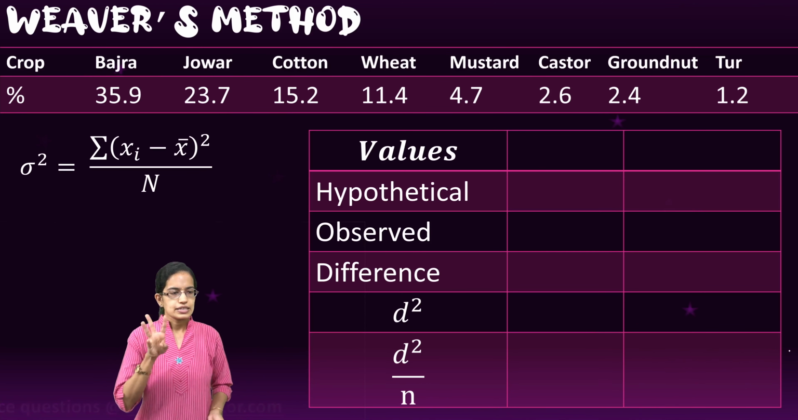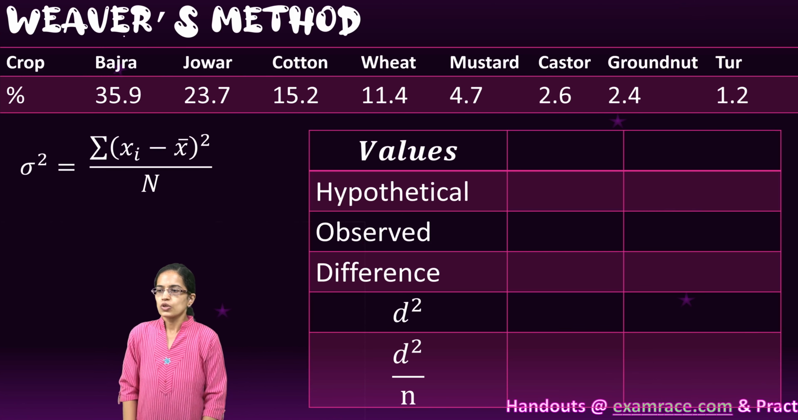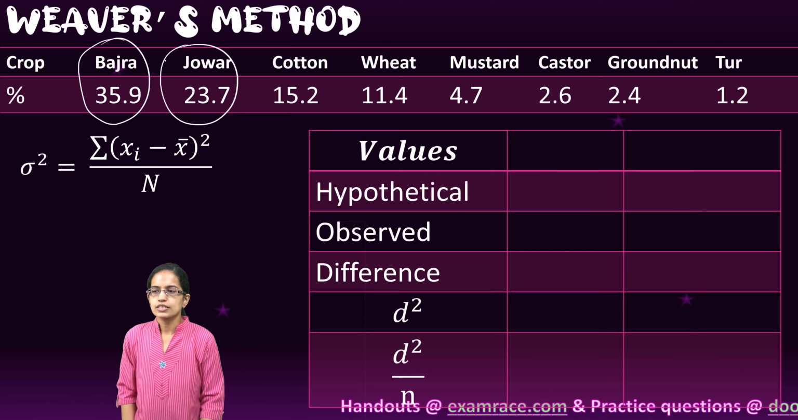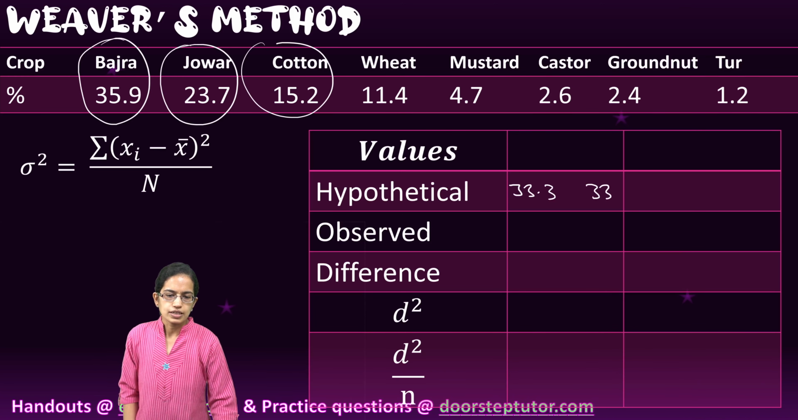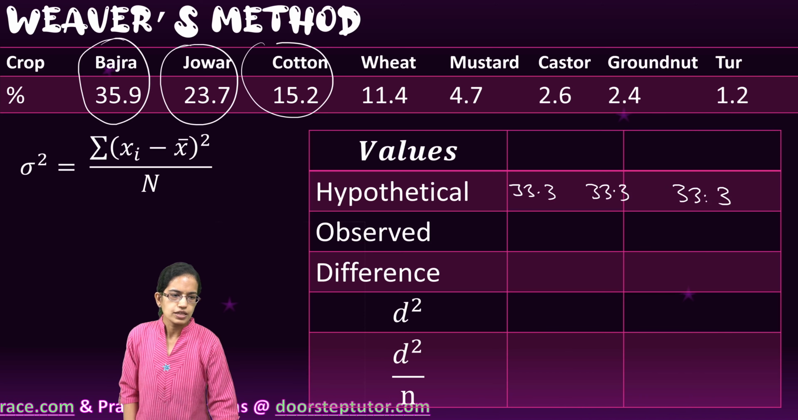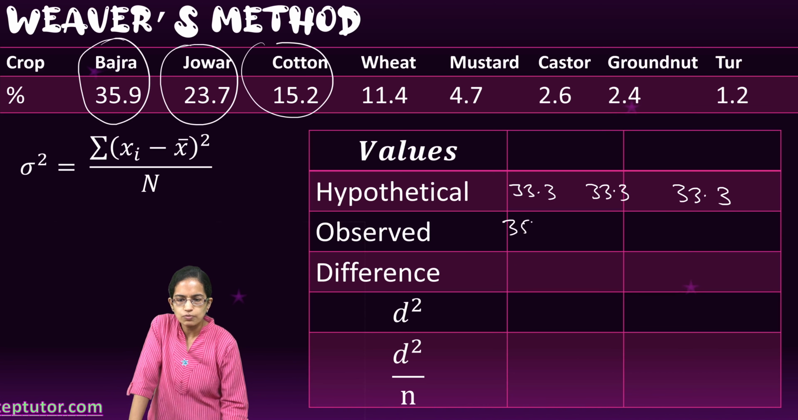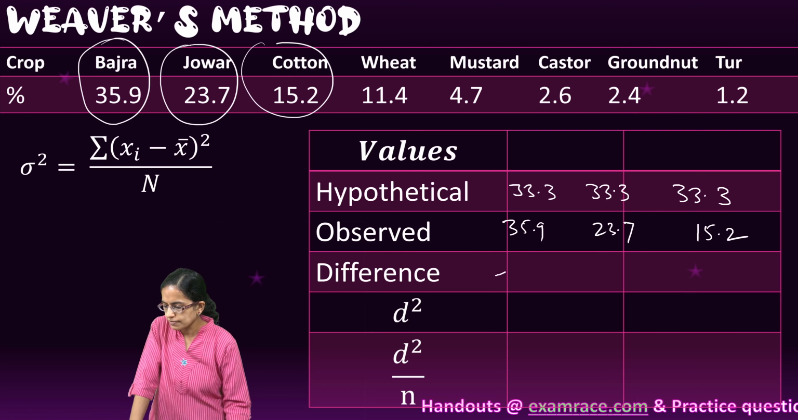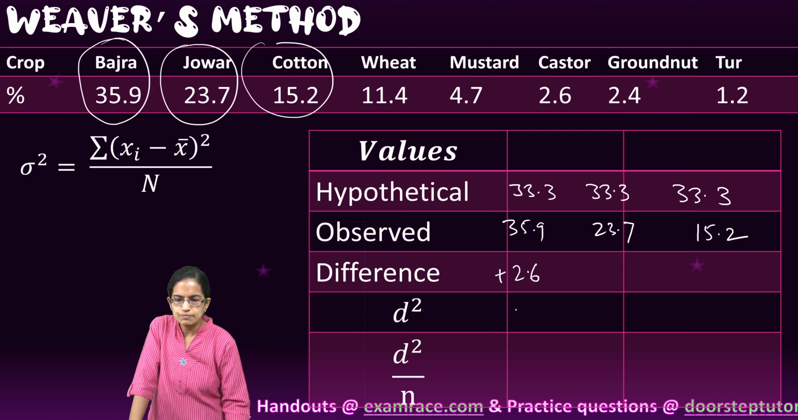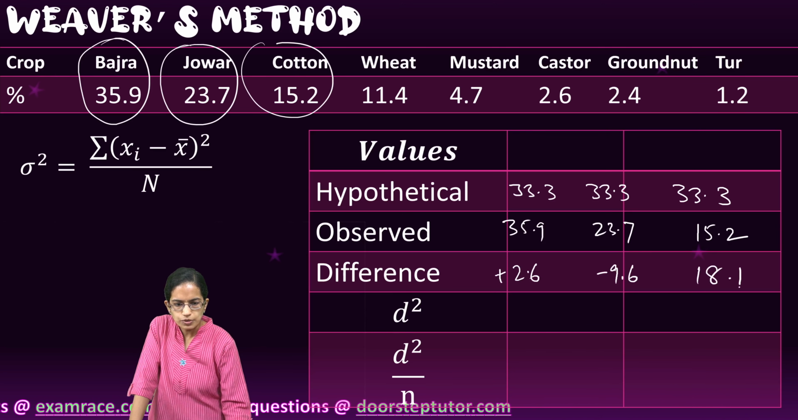I take 3 crops. So the same problem is being solved. I am now considering 3 crops, bajra, jowar and cotton. I give a weightage of 33.3, 33.3 and 33.3 to all these crops. When I give this weightage, I take the difference. My values are 35.9, 23.7 and 15.2. Now I take the differences as plus 2.6, minus 9.6 and minus 18.1.